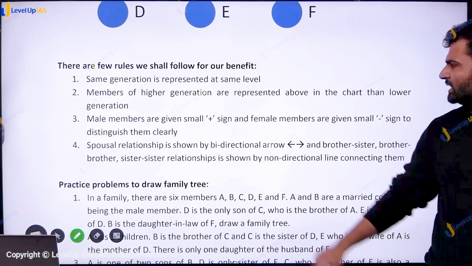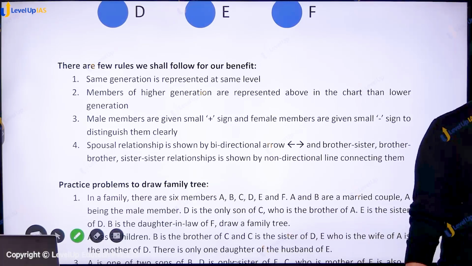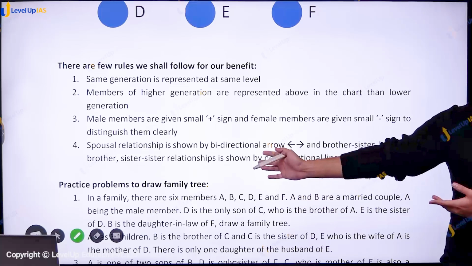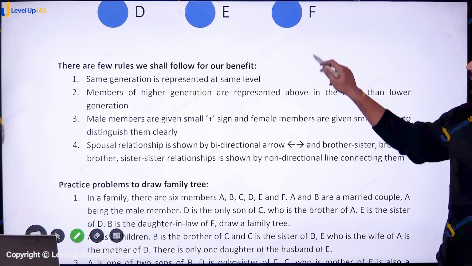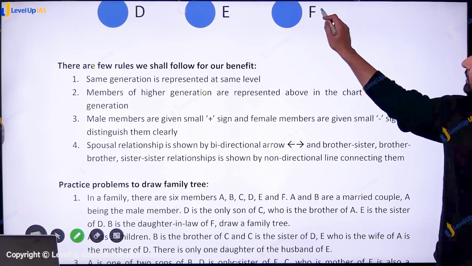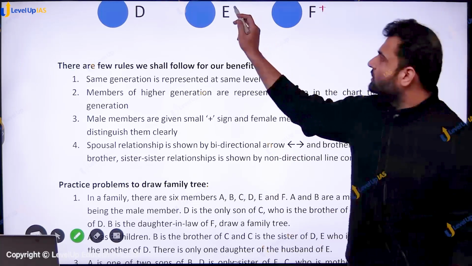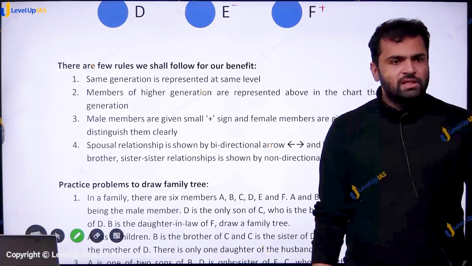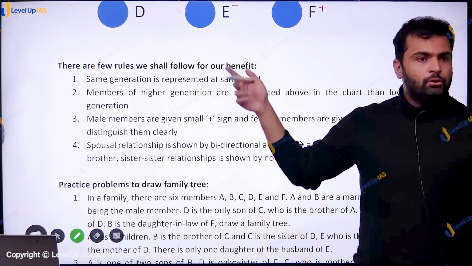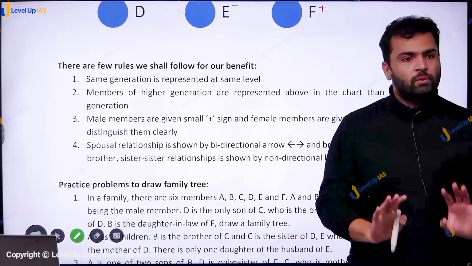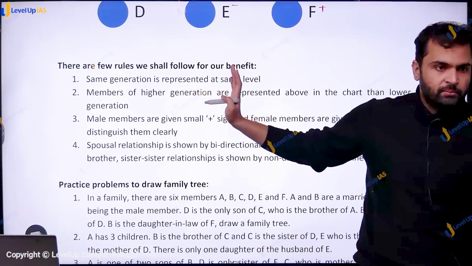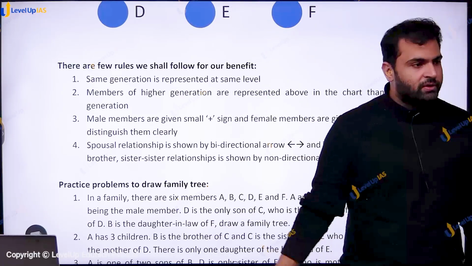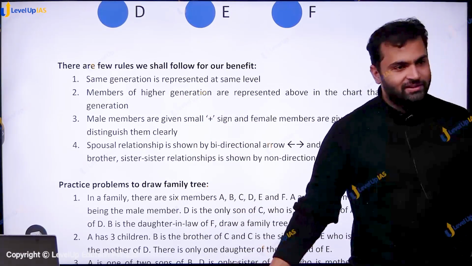Male members will be given a plus sign, female members will be given a minus sign. Of course, it's not that plus is better or minus is better, I have nothing like that in mind. Please, this is for our convenience. If F is male here, we'll write plus in front of F. If she is female, we'll write minus. Whatever is given, those only will be mentioned. And those who are not assigned any sign, it means that the question does not give us any information about their gender. And again, for purposes of this chapter, we are only considering male or female.